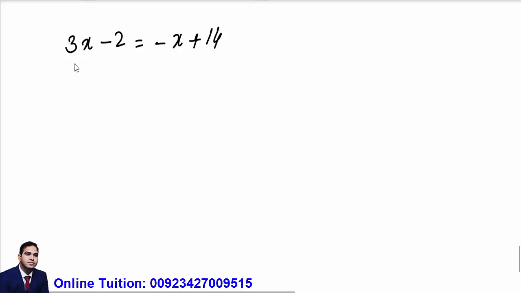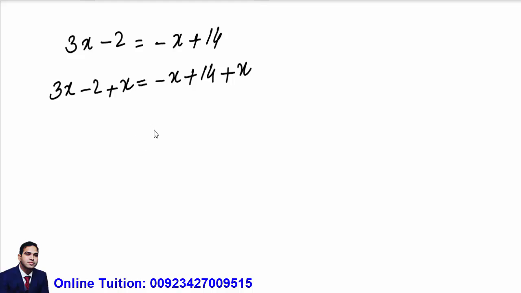Now we have a question: 3x - 2 = -x + 14, and we have to find the value of x. For this is 3x, this is -x, adding x on both sides. On this side x will be vanished, removed. How? You can see -x + 14, and this is -x, we are doing plus x. This is 3x - 2 and also plus x over here. Now after that, this is negative, this is positive, these cancel off, and this is 14. Now this is 3x, this is x, this is 4x - 2.